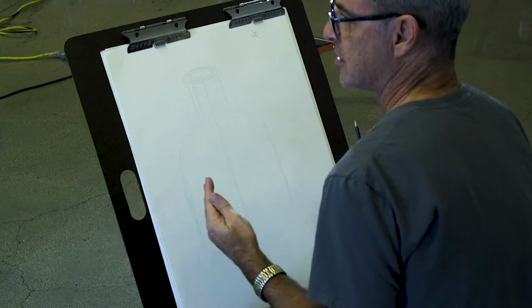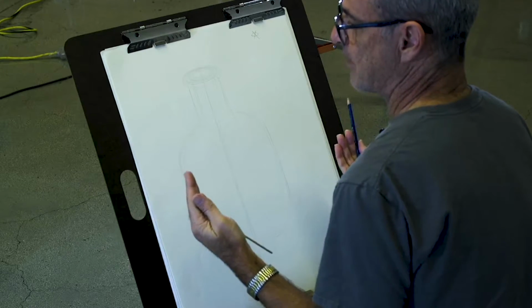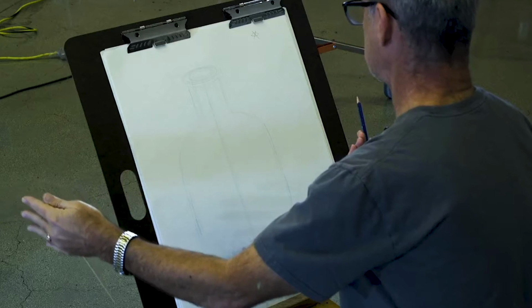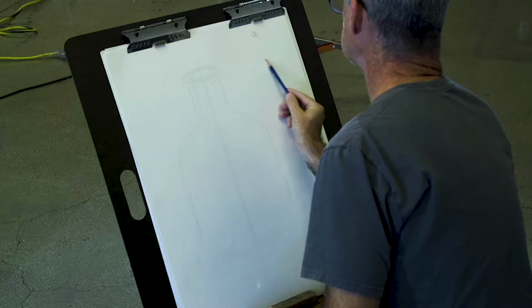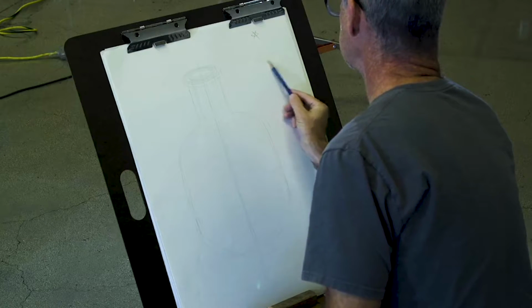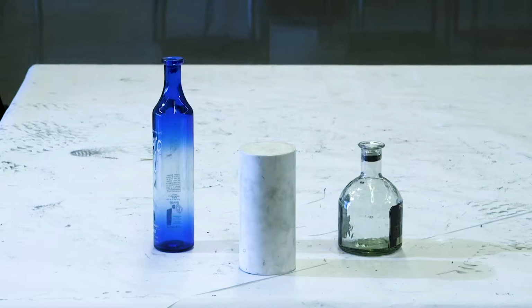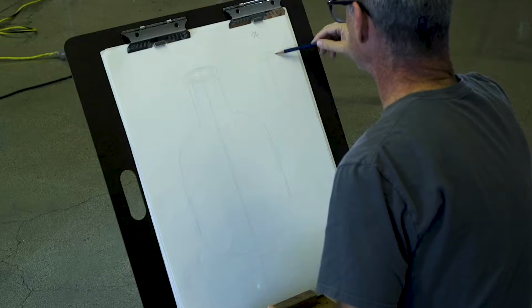Now, when drawing a cylinder, there are some things you're going to have to remember. So I'll draw that white cylinder right now. Starting with the top ellipse. I should have started with the plumb line, right? You're right. So starting with the plumb line, and then drawing the top ellipse, and then coming straight down.